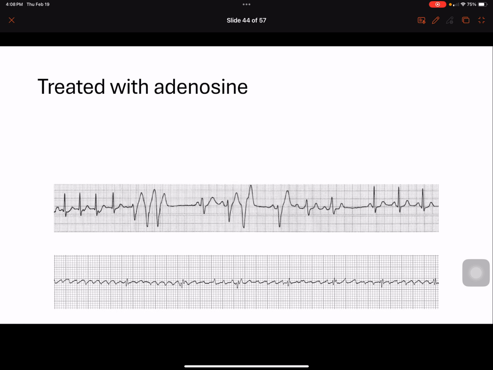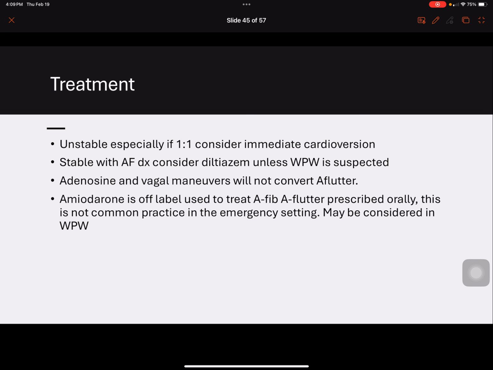So here is an A flutter with 5-to-1 conduction. It's quite a bit. And then you can see the upper was when the patient was in a more 1-to-1 conduction, and we treated with some adenosine. You can see the adenosine slowed down the ventricular rate, and then you can definitely see the A flutter underlying. All right.